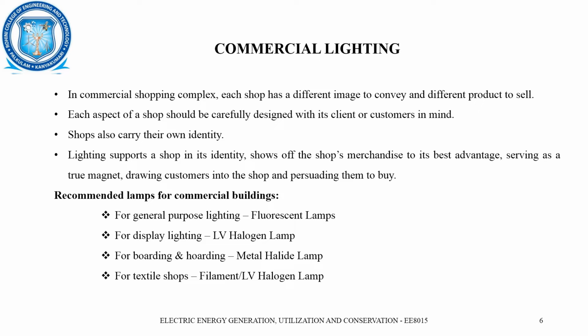We can see, for example, if we go to a textile shop, that special lighting will be arranged in the silk section area, the silk saree section area. We have special lamp lighting so that it highlights the silk material. Likewise, the lighting may vary depending upon the products served in the commercial field.